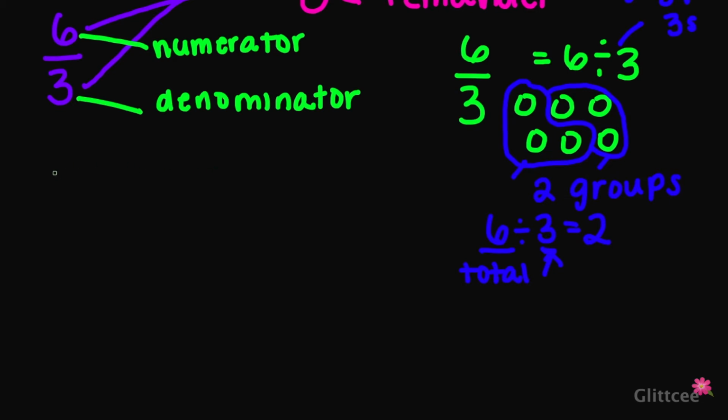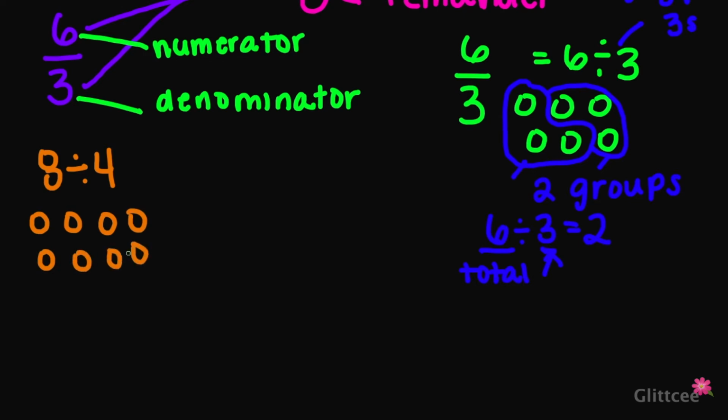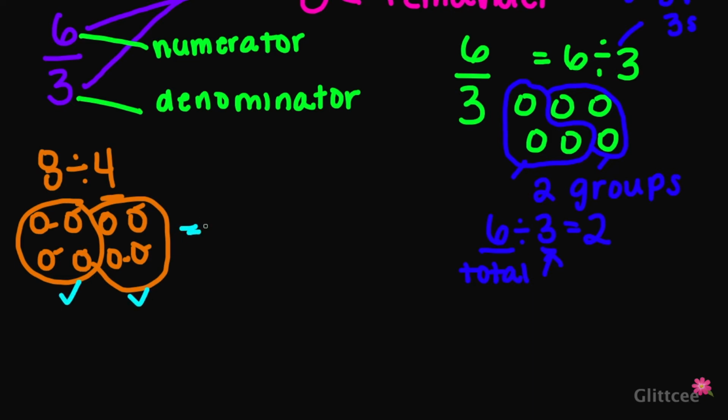Let's try 8 divided by 4. I'm going to draw a total of 8 marbles. And I need groups of how many? I need groups of 4. 1, 2, 3, 4. This is one group. 1, 2, 3, 4. This is another group. How many groups do I have? I have 1, 2. So 8 divided by 4 is 2. This is 2 groups that I have.